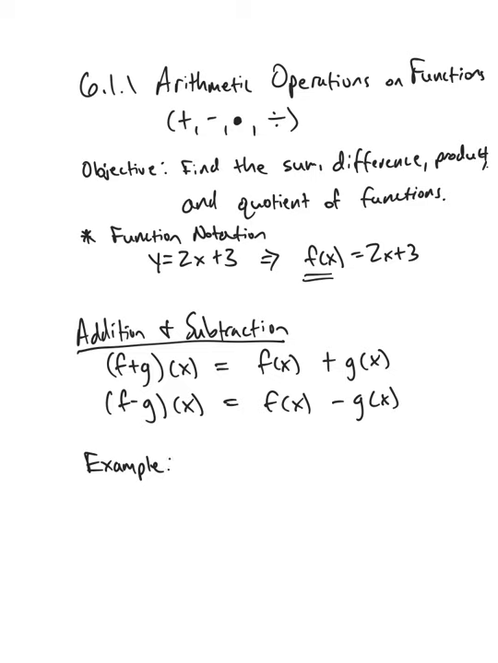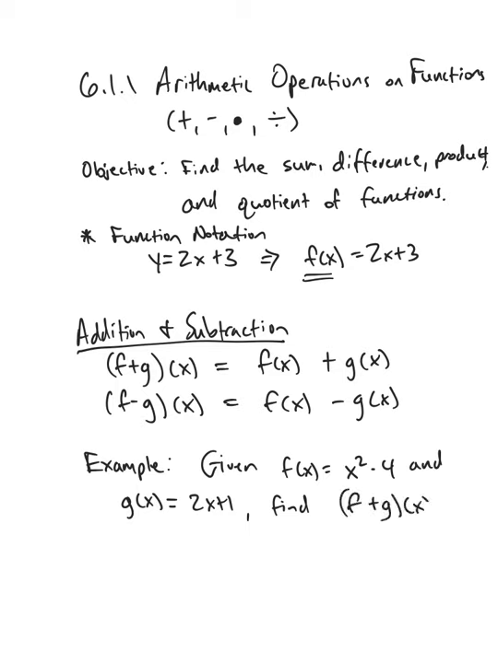Okay, so our example: given f of x equals x squared minus 4 and g of x equals 2x plus 1. Find f plus g of x. We're going to try to add these two functions first. And then we'll subtract them here in a few minutes.